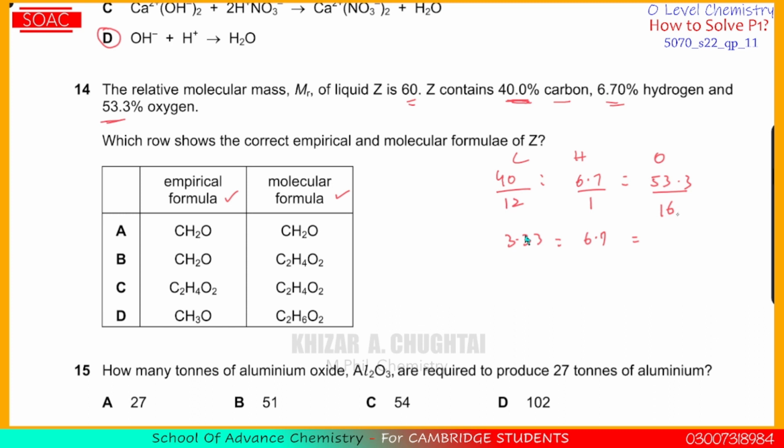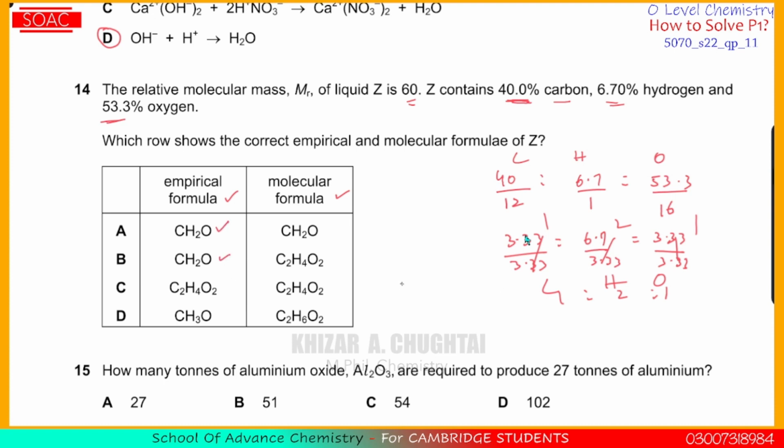What about oxygen? Basically 53.3 divided by 16, and the answer is again 3.33. So this is the smallest answer. I am dividing all the values by it to gain the simplest answer. So 1:2:1. The empirical formula is CH2O. Either A or B may be the correct option.